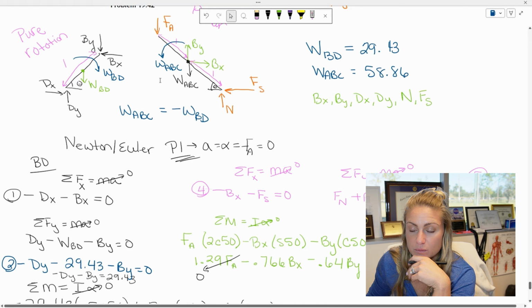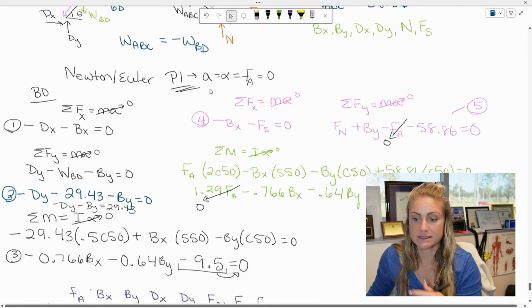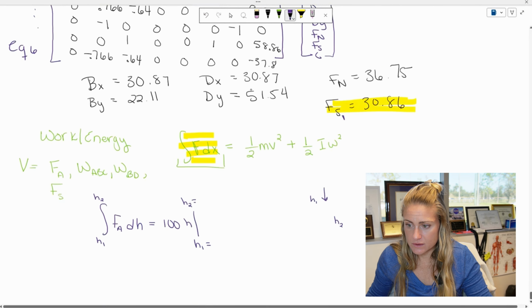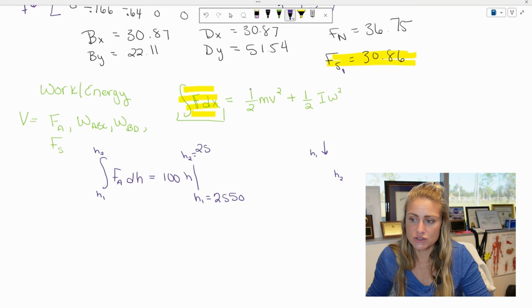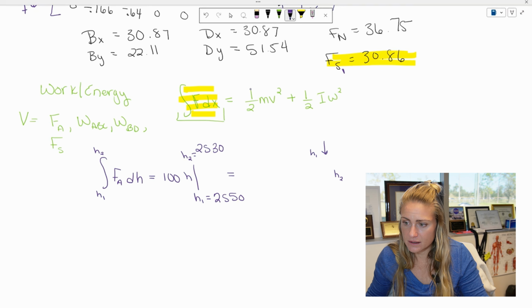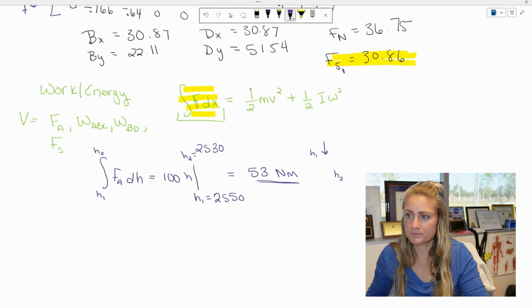Well, the vertical height would be 2 cosine theta, right? It's that vertical distance. So this would be 2 sine theta, in position 1 is 50, and this would be 2 sine theta in position 2 is 30. If I make this calculation, I should get 53 Newton meter. I want to save that. Okay, so this is our first one.